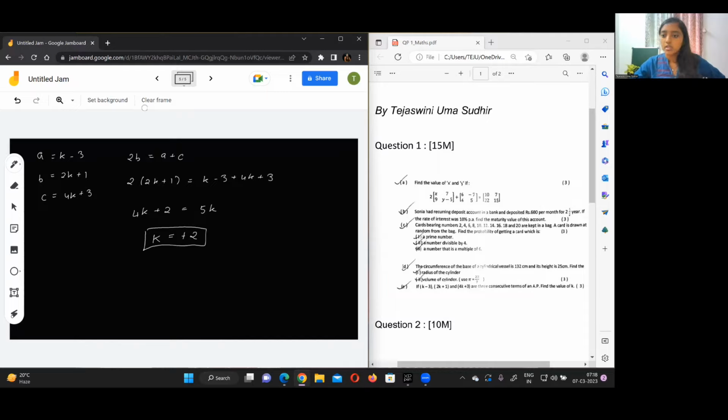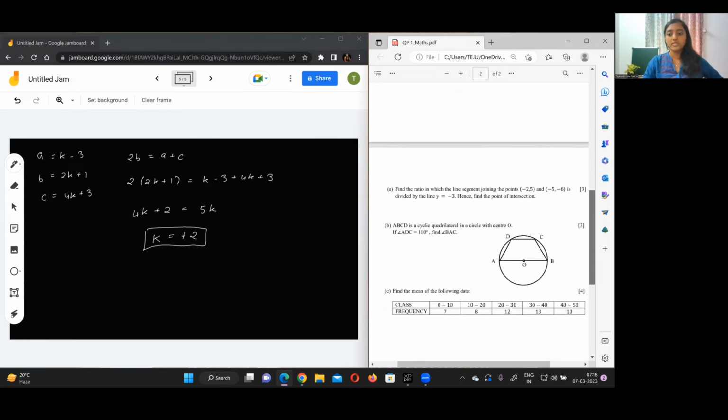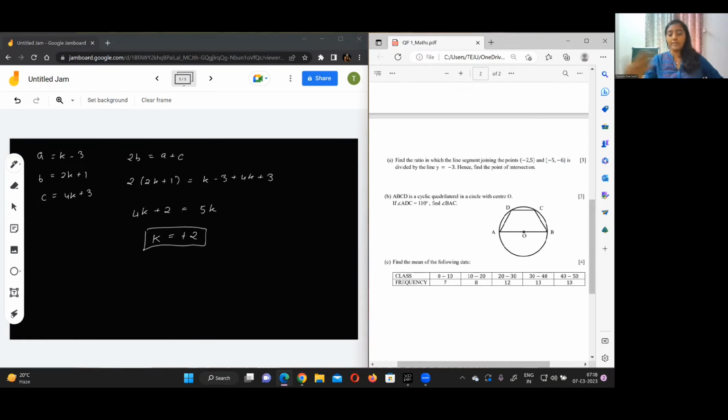This question is simple. They're just asking you to find the value of k, and k value is 2. That is your question 1. Shall we proceed to question 2, please? If you have any doubts, please feel free to write them in the comment section. If you have any particular questions you would like me to solve, I'll do so in my further videos.